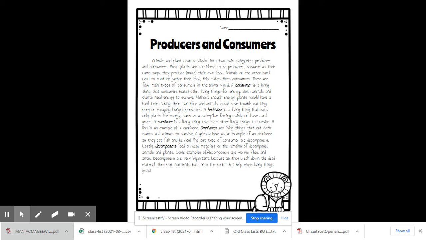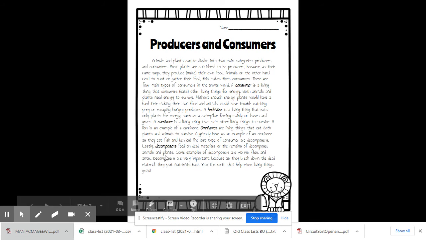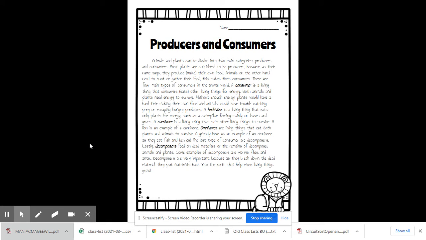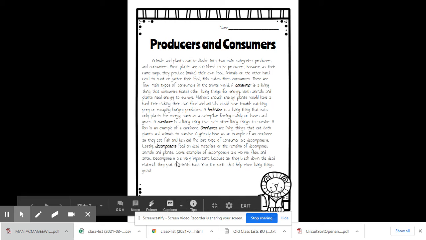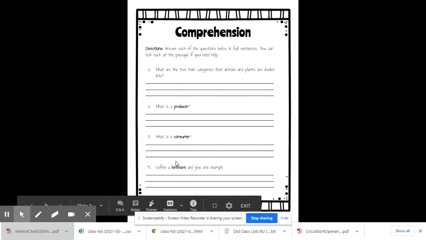Decomposers feed on dead materials or the remains of decomposed animals and plants. Some examples of decomposers are worms, flies, and ants. Decomposers are very important because they break down all that dead material. They then put the nutrients back into the earth that help more living things grow. And decomposers are at the end of our food chain.